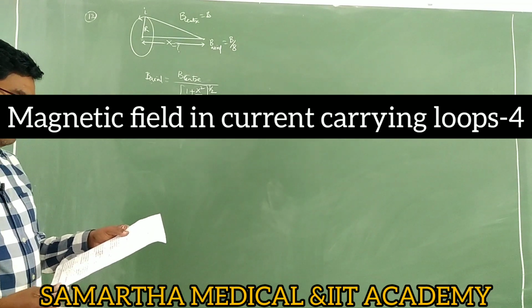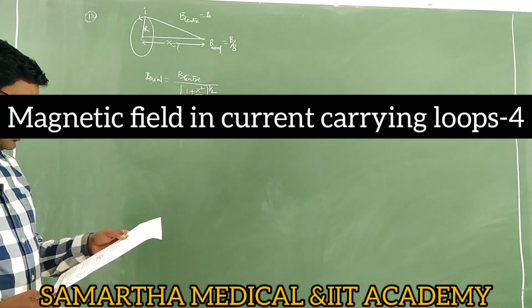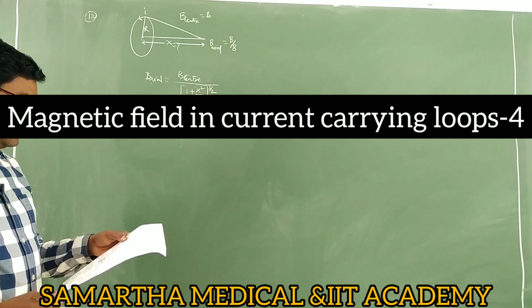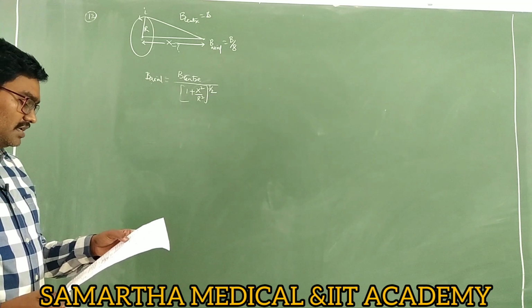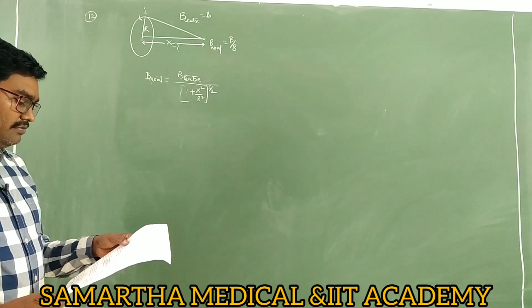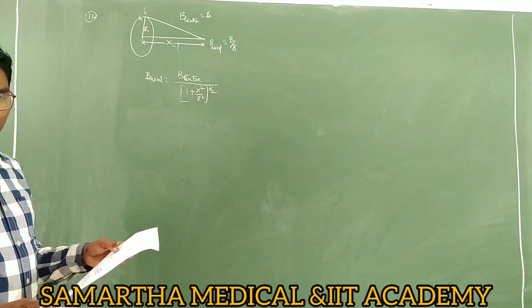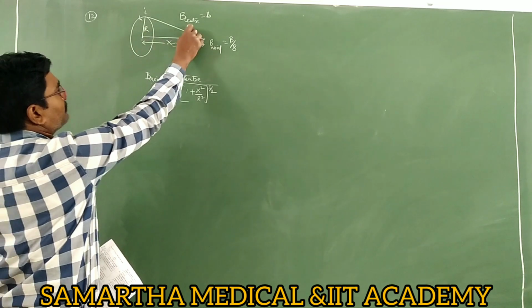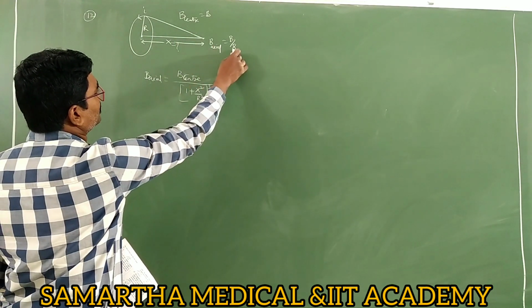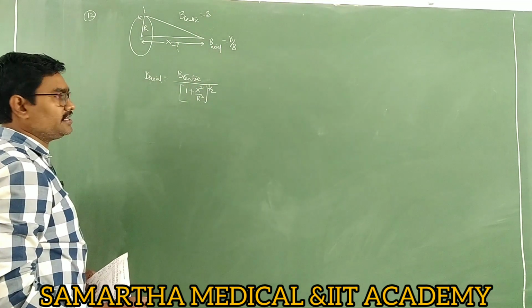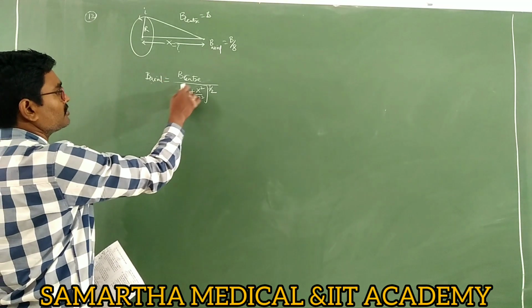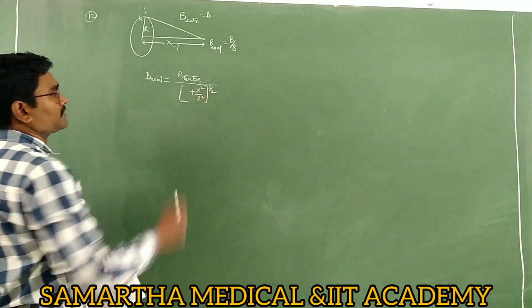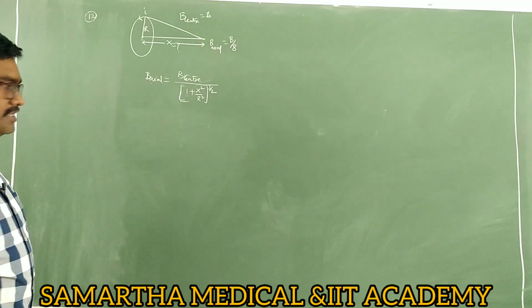A circular coil of radius R carries a current I. The magnetic field at its center is B. The distance from the center on the axis of the coil where the magnetic field is B by 8 is? For a circular current-carrying coil, B at the center is equal to B, and B axial is given as B by 8. The formula is B axial equals B center by (1 plus x square by r square) whole power 3 by 2.